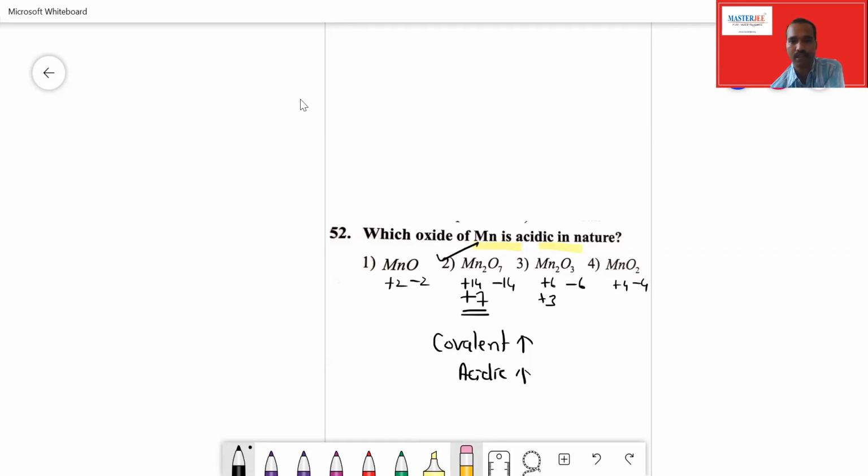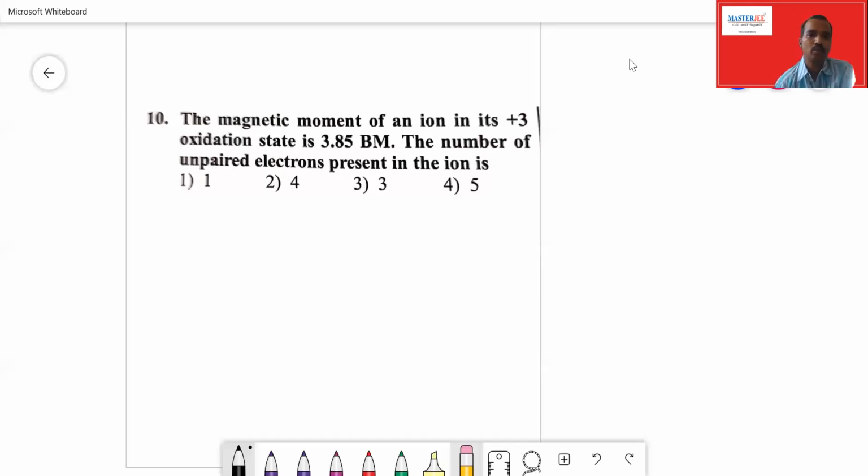Clear? Next question. See, the magnetic moment of an ion in +3 oxidation state is 3.85. The number of unpaired electrons: the options are 1.73, 2.83, 3.87, and so on, and they ask how many unpaired electrons. It is easy to identify, I already told you. Here I'm going to explain. From the options we can easily identify; for some questions we can pick from the options.